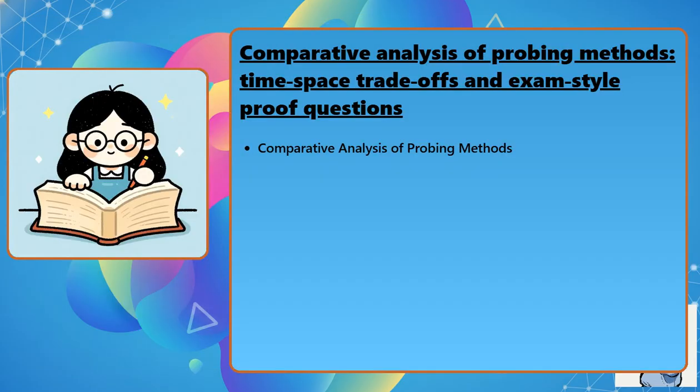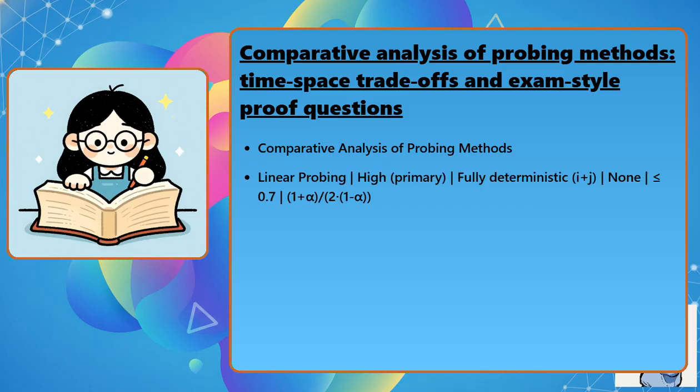Comparative analysis of probing methods. Linear probing: primary clustering is high. Probe sequence predictability is fully deterministic, i + j. Space overhead is none. Load factor limit is ≤ 0.7. Average successful probes is (1 + α)/(2(1 − α)).